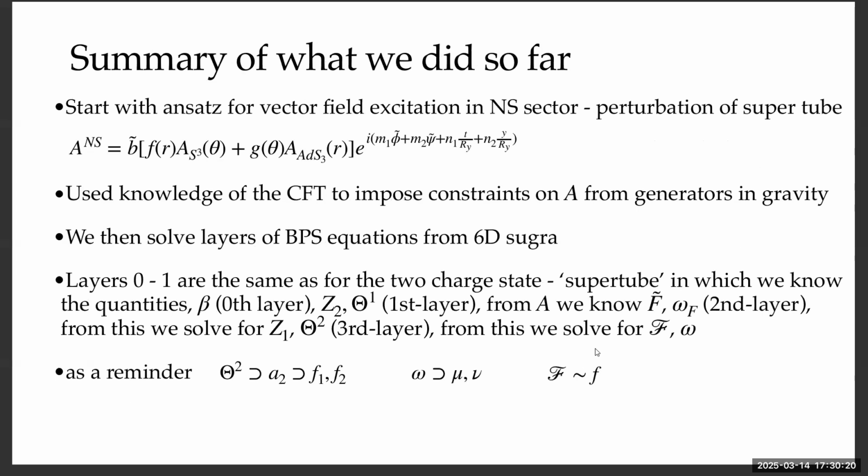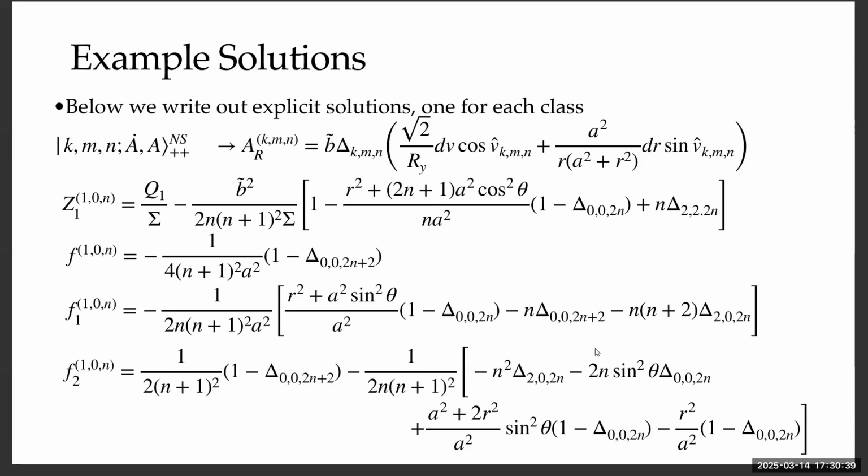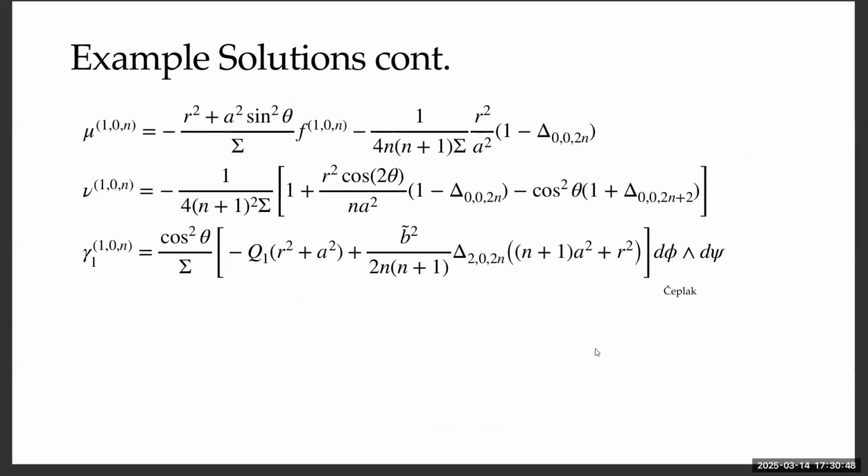So the summary of what we did is we started with a vector perturbation. We used the knowledge of the CFT to build it. We started with an ansatz. We solved the BPS equations. Layer 0, layer 1, layer 2, layer 3, and layer 4. And I'm flashing this up just to say that there are solutions. You can derive solutions for the 2 different perturbations that we started with.